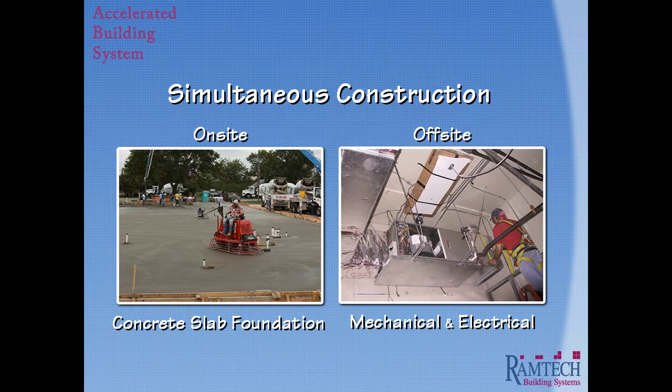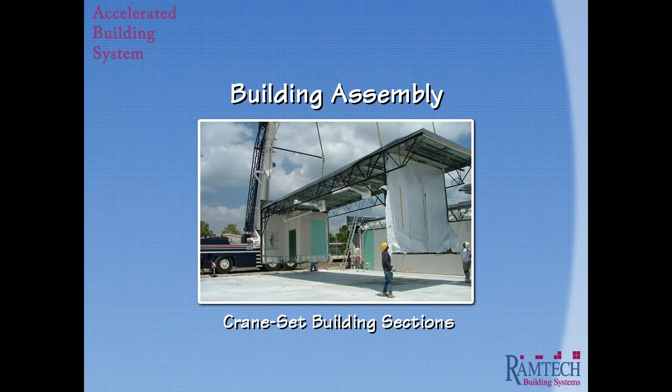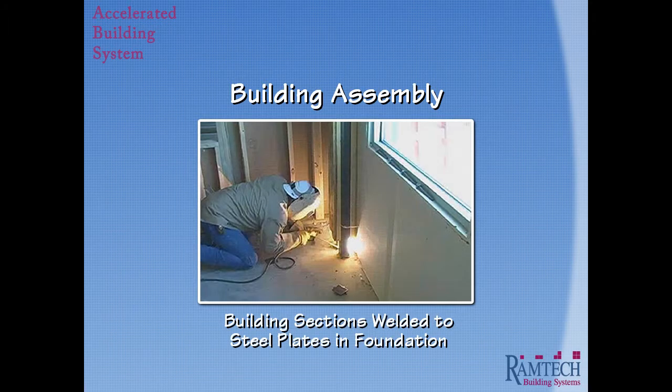Just as with any site-built building, we design and construct a site-specific concrete slab foundation. And by this time, we have already completed the structural framing and are now installing the mechanical ductwork and electrical wiring in our fabrication facility. Using our specially designed custom carrier frames, we transport the building sections to the site and then assemble them by crane setting them into place.